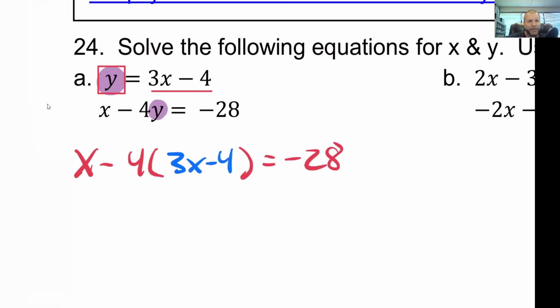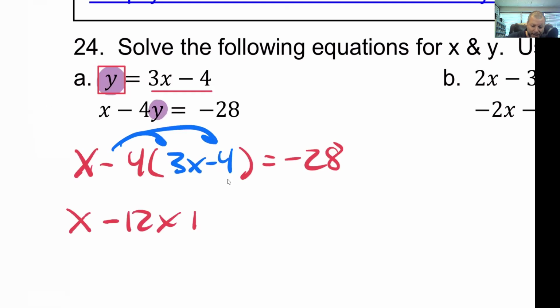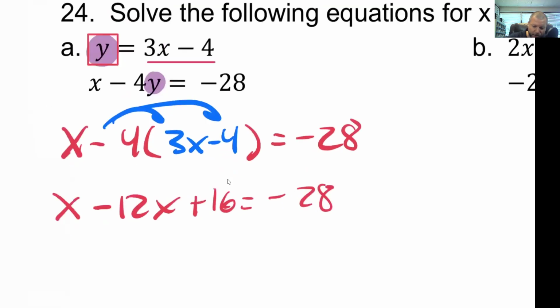The biggest issue that pops up with substitution is that you have to remember to distribute. So I'm going to get x. So minus 4, negative 4 times 3x is going to be minus 12x. Negative 4 times another negative 4 is going to be positive 16. Equals 28. Wow, this thing got aggressively large for a sec.